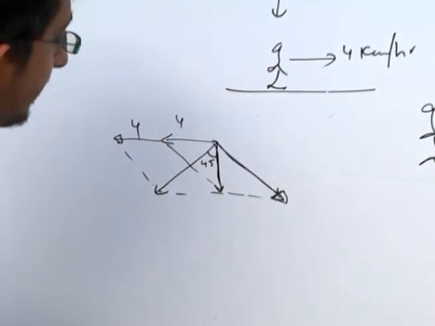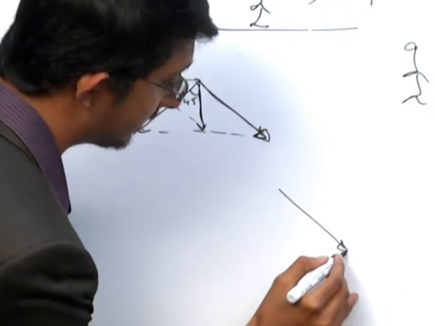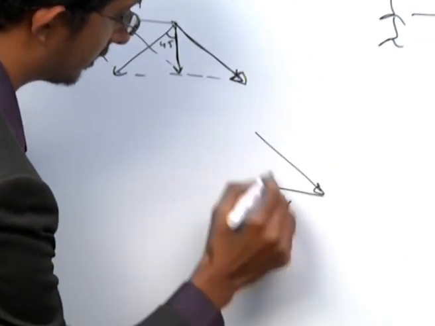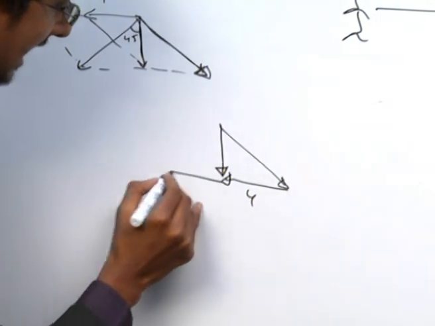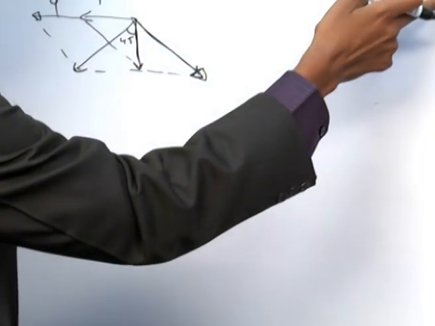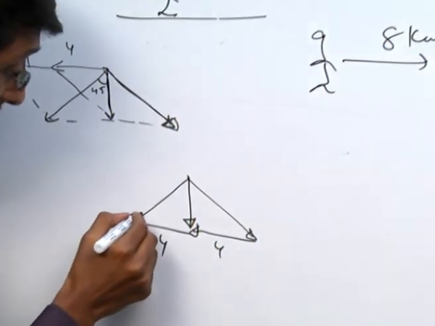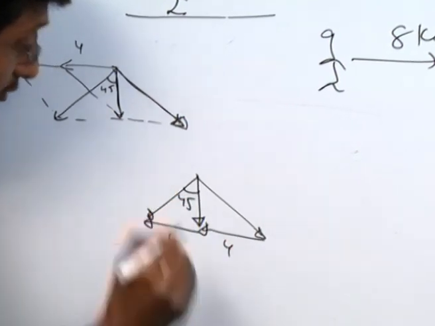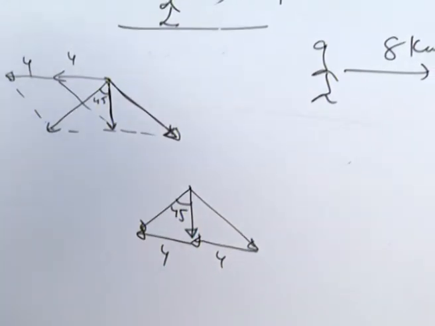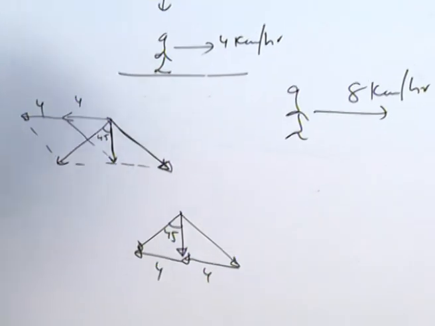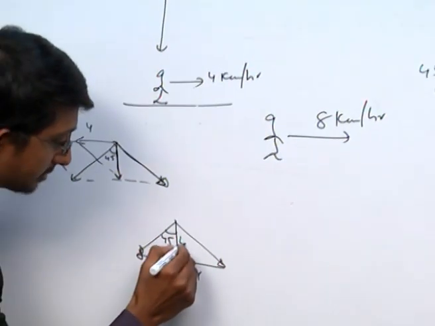I could have drawn this in a different way. This is the actual velocity of rain. Add negative velocity 4. Rain appears to be vertical. Add another 4. Why? Because he is going now with 8. 4 plus 4. And rain appears to him at an angle of 45 degrees to vertical. We must find the actual velocity of rain. You see from this diagram, it's already quite simple. If this is 4, this is 45, this has to be 4.